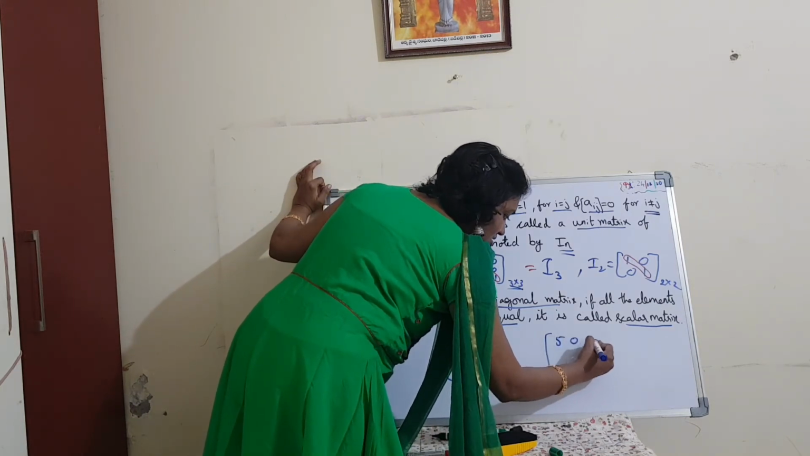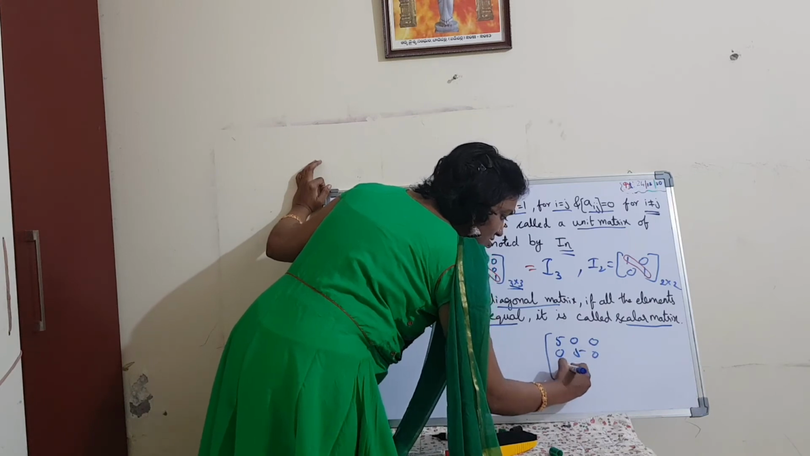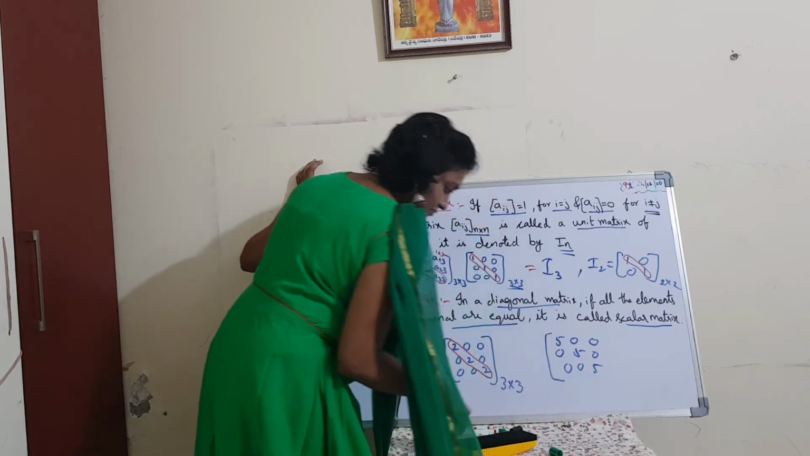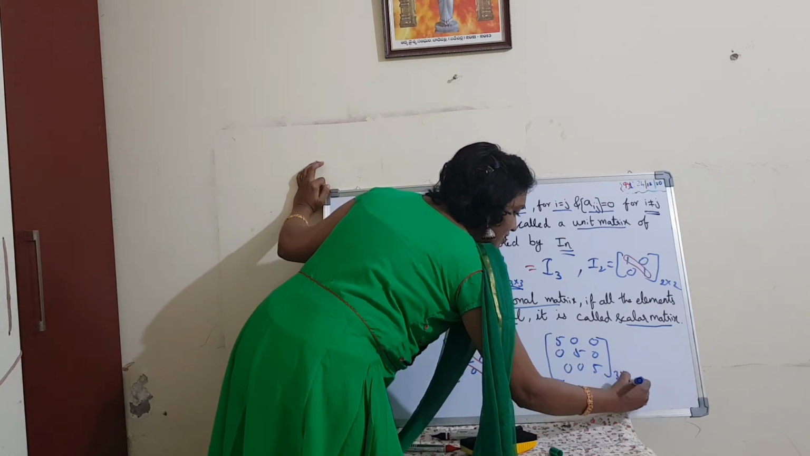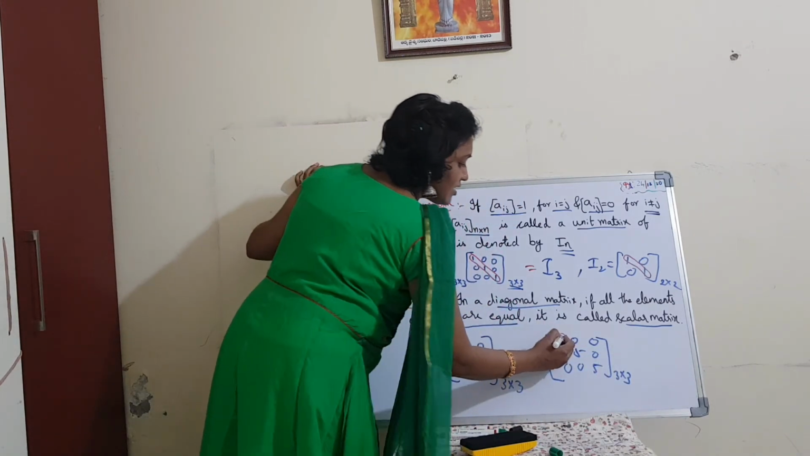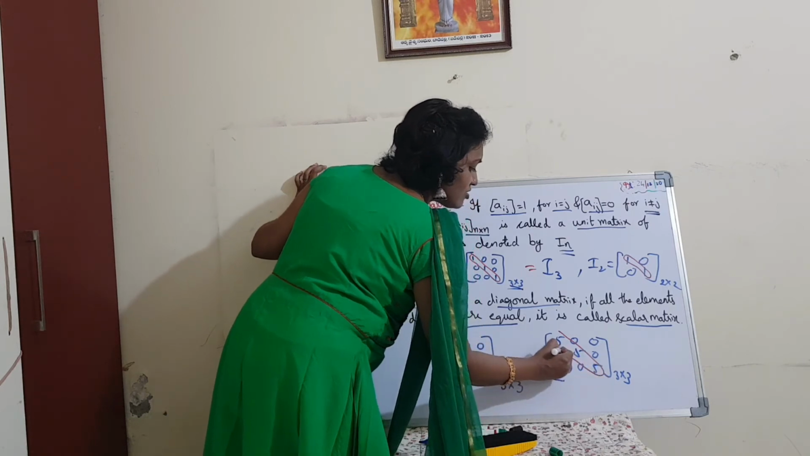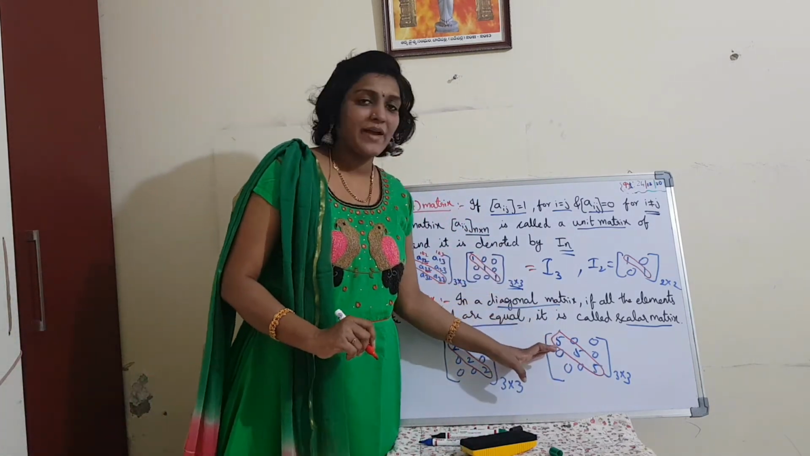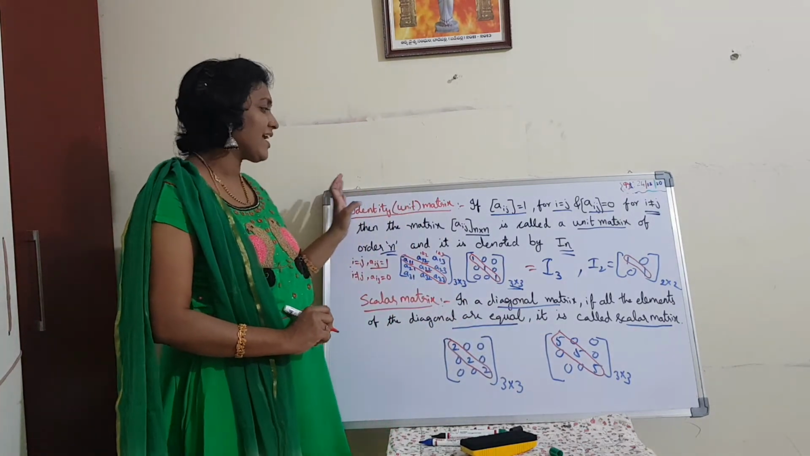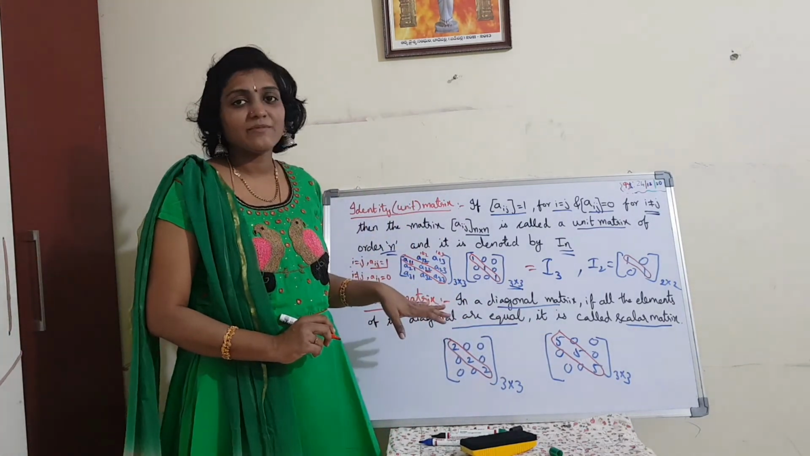5 0 0 0 5 0 0 0 5. What is the matrix? 3 by 3 only. Here the diagonal elements are equal now, 5 5 5. Means this is also scalar matrix. I think you have understood what is an identity matrix and what is a scalar matrix.